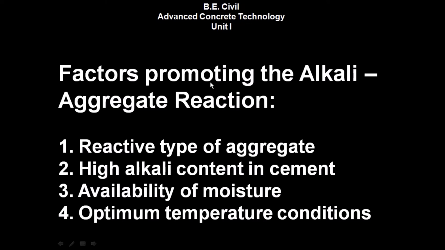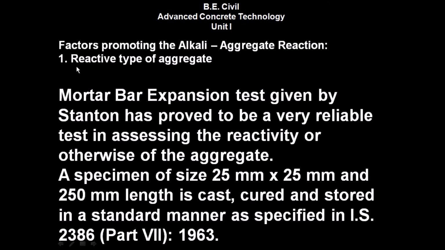Factors affecting the alkali aggregate reaction we will see now. First is the reactive type of the aggregate. Second is the high alkali content in the cement. Third is the availability of moisture. And fourth factor promoting the alkali aggregate reaction is the optimum temperature condition. Now first factor we will see, reactive type of the aggregate.